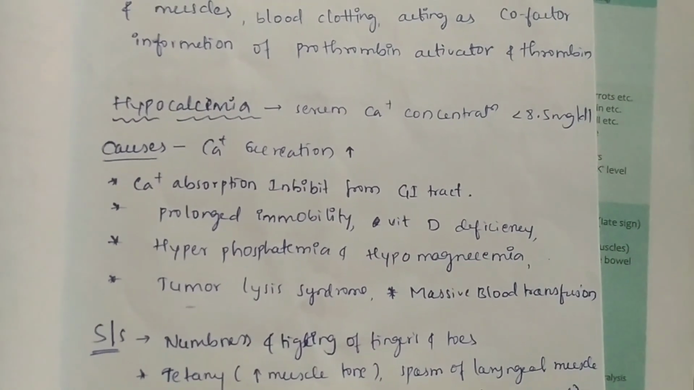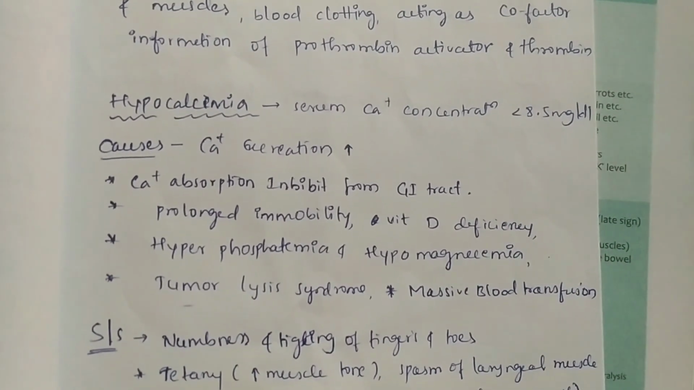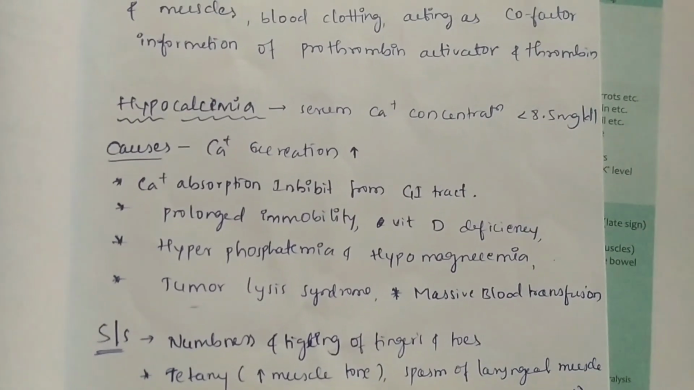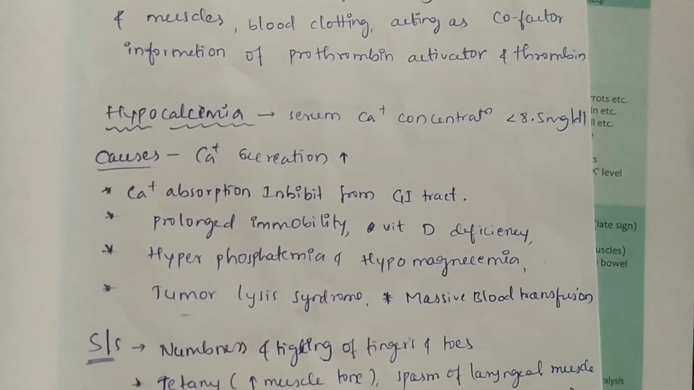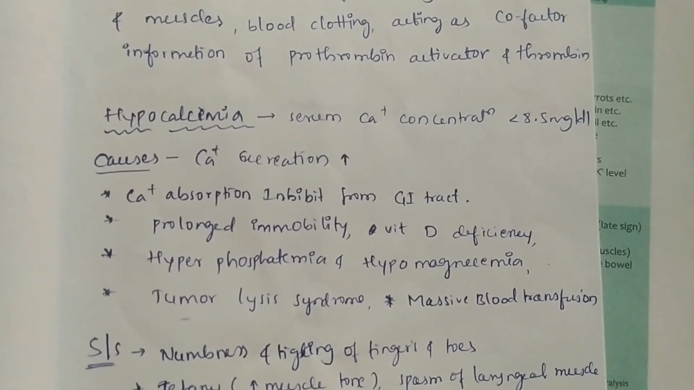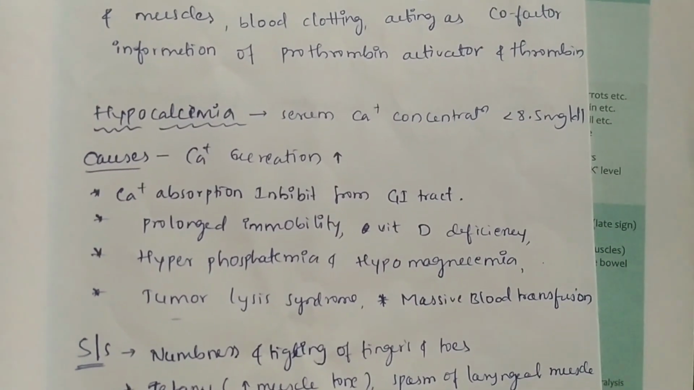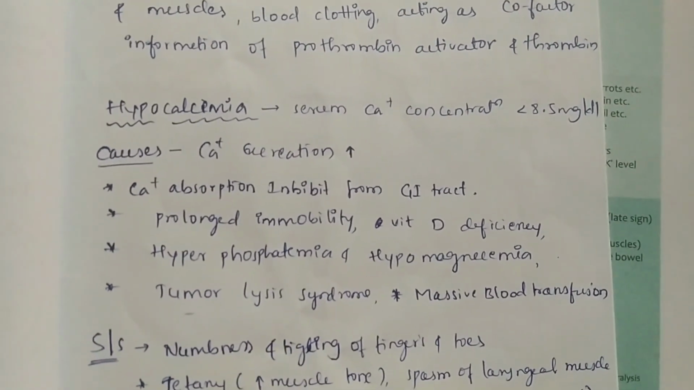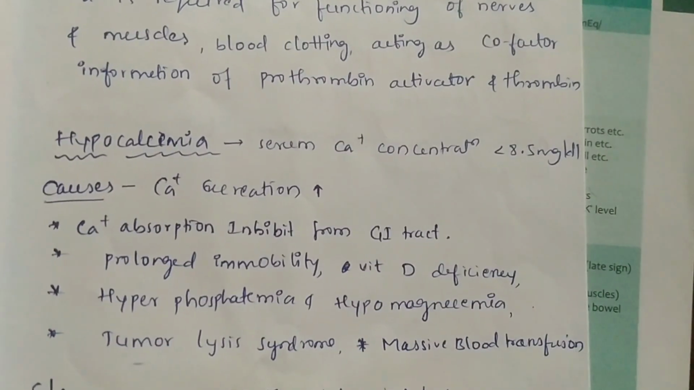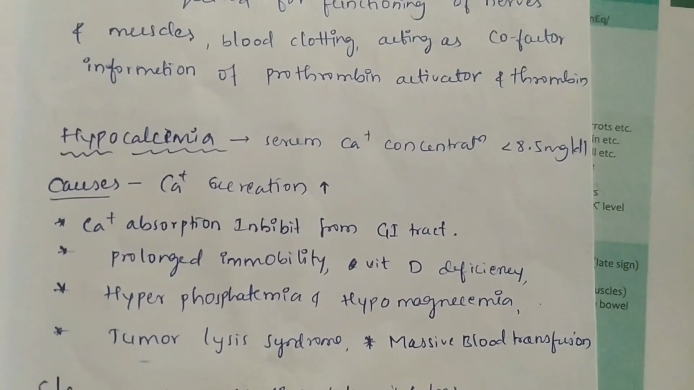See, when calcium increases, phosphate will decrease. When phosphate increases, calcium will decrease. They are both inversely connected with each other. And hypomagnesemia also, tumor lysis syndrome, massive blood transfusion. In massive blood transfusion, citrate toxicity will be there, which may again lead to hypocalcemia.